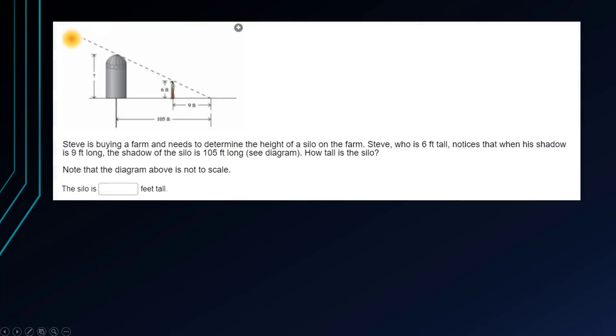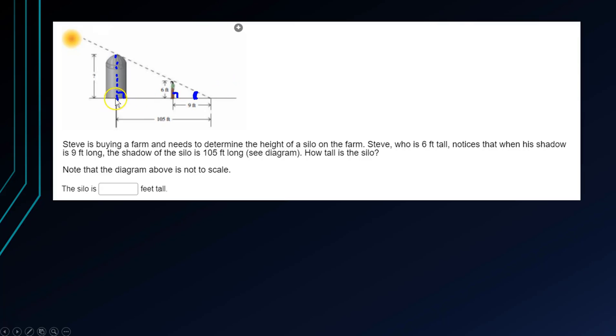For the silo problem, we're making a couple of assumptions here. You're going to have two right triangles. This one here is made by the person, this length here, and an imaginary line going from the sun to the top of the shadows of both of these people, the person and the silo, I should say. We're going to assume that the person standing upright is perpendicular to the ground, and that the silo was built perpendicular to the ground. Slanted people and slanted silos both don't tend to fall over, so we're going to assume that they're upright.